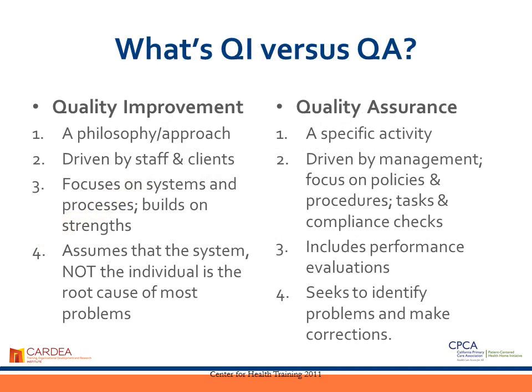QI, or quality improvement, and QA, quality assurance, are sometimes confused. Let's spend just a moment to clarify the differences. They are connected and both are very important but different. You can see from this slide the comparison of the two. The biggest difference is that QI is driven by staff and patients, whereas QA is a management activity. Also, QI focuses on systems and processes, whereas QA tends to focus more on individual staff.